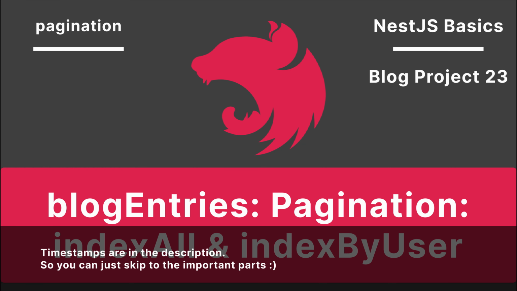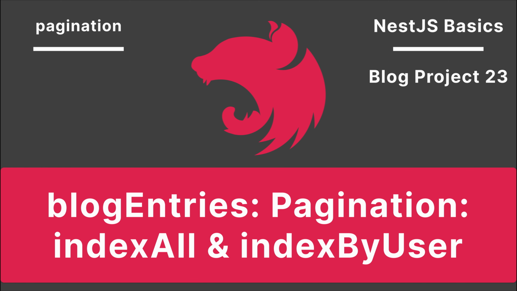This is video 23 and this time we are dealing with our block entries and we are paginating through them, and we have two endpoints here. One where we index all our block entries and return a pagination object where we can go through all this in a paginated way, and the second endpoint that we are making here is indexByUser, so we are querying all the block entries that are made by a specific user, and then we also paginate through them.